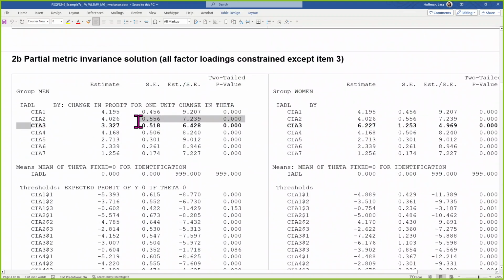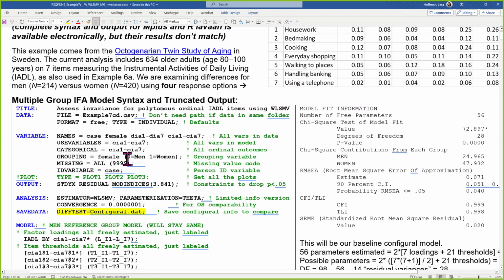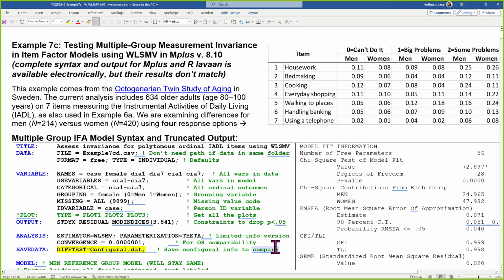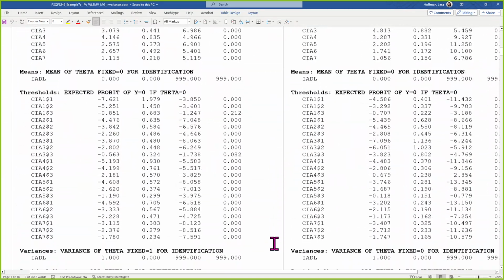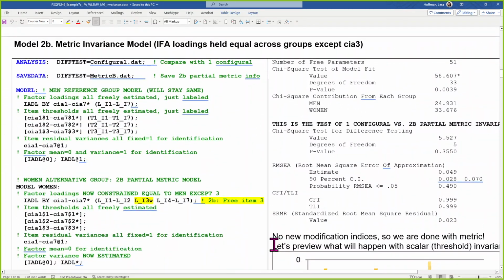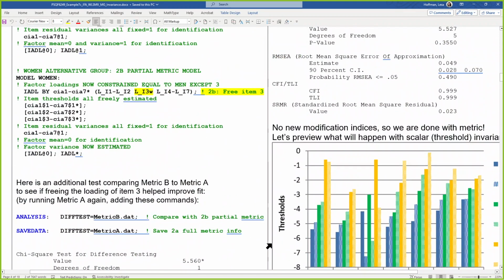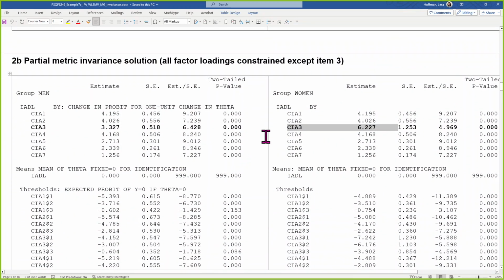Item 3's loading in men is 3.3, and item 3's loading in women is 6. So quite a difference on that one, apparently. And item 3 is cooking. So I warned you, there's going to be some gender stereotypes in here. But what this is saying in English, cooking is much more discriminating in women as an indicator.